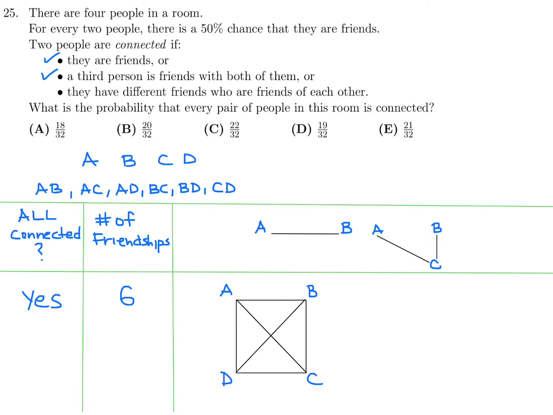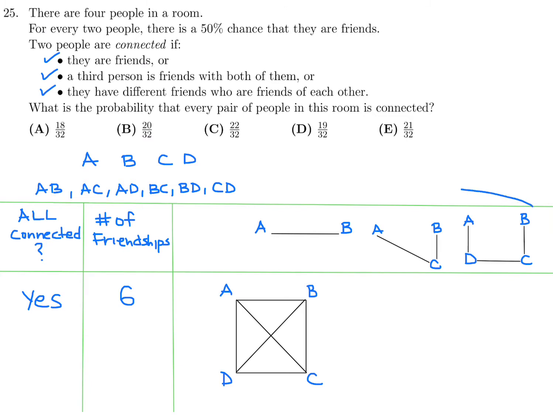The third scenario, they have different friends who are friends of each other. Okay, what does that look like in a diagram? Well, let's draw it. Here's A, B, C, and D. It looks like the following. A and B are not friends, but A is friends with D. B is friends with C, but D and C are friends. Okay, that takes care of the third one.